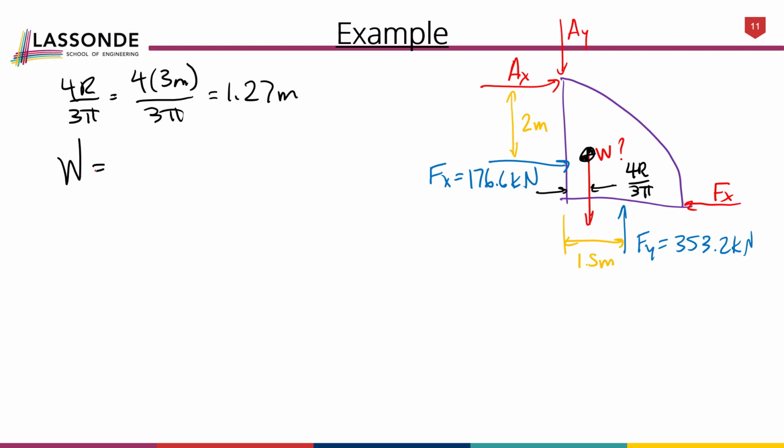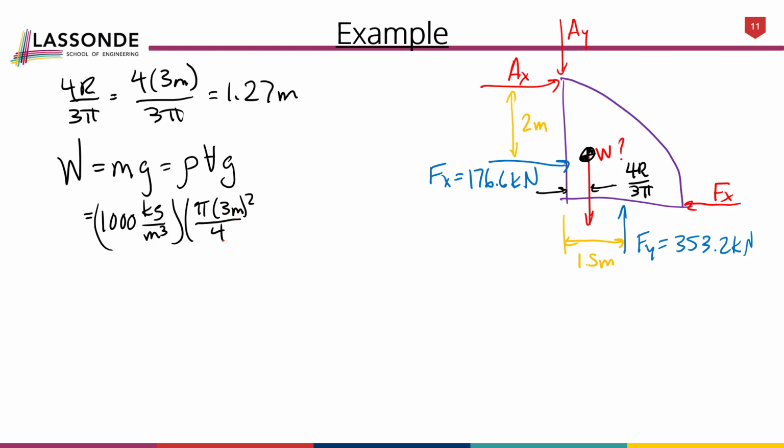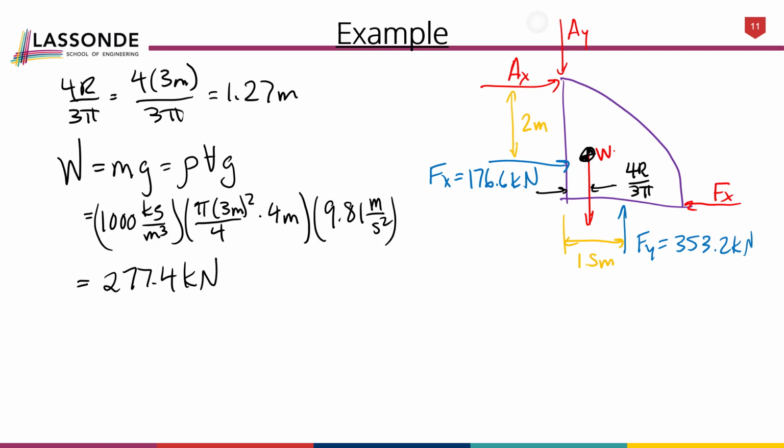Now let's calculate what the weight is. The weight is mass multiplied by gravity. Mass is the density multiplied by volume. So we have 1,000 kilograms per meter cubed. Our volume is going to be that quarter circle area multiplied by the 4 meter width. And then we have gravity. So our weight works out to 277.4 kilonewtons. So let's put that on the diagram here.